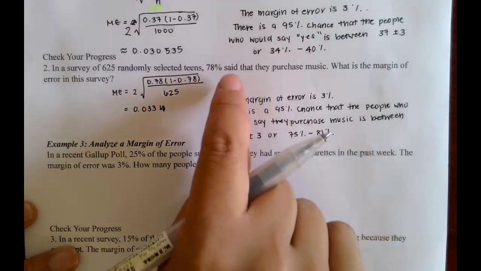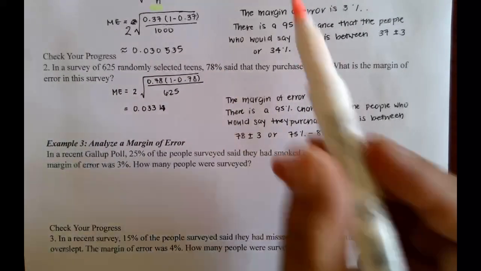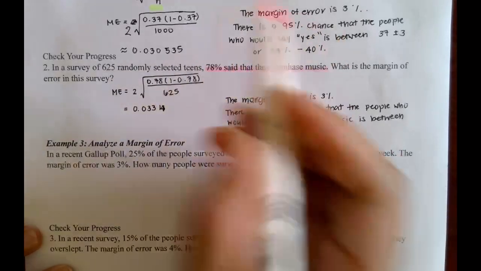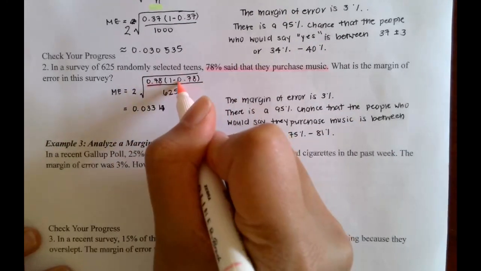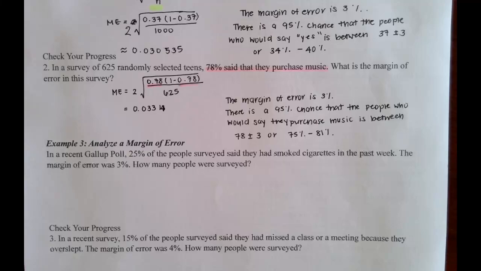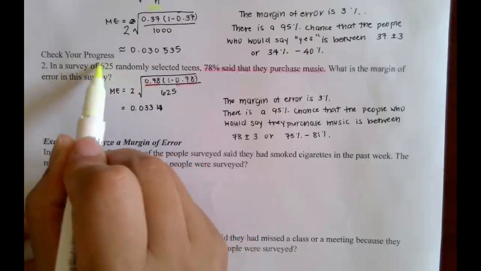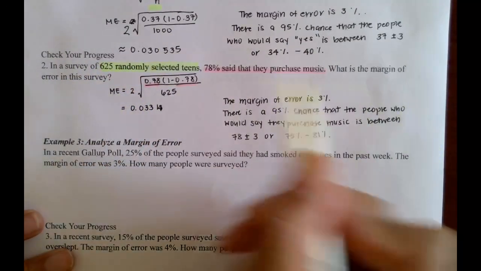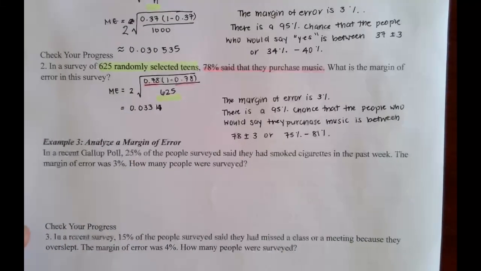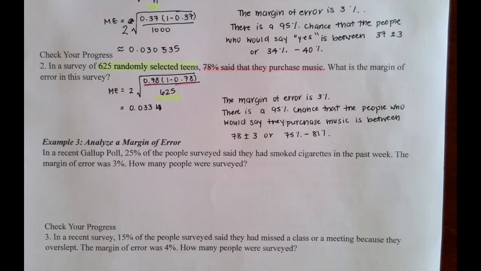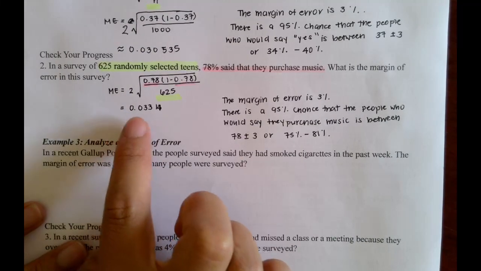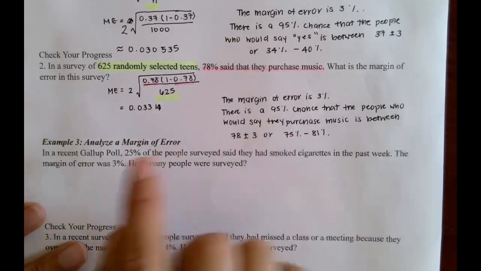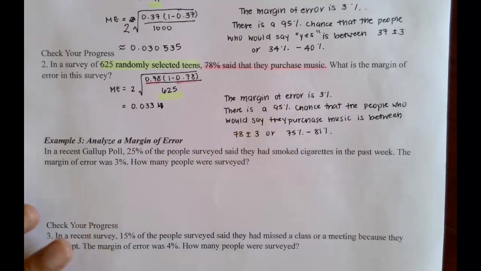Okay. So here, this is our percentage that would respond a certain way, and so that goes in for P in the formula. Okay. Since we surveyed 625 randomly selected teens, that is our sample size and goes in for N. Then you enter it in your calculator, you get approximately 0.03314. And this as a percent is 3%.